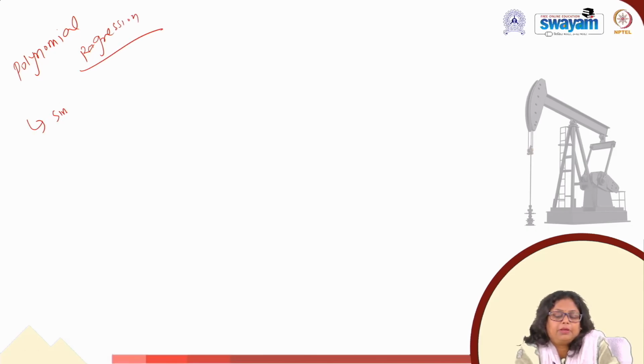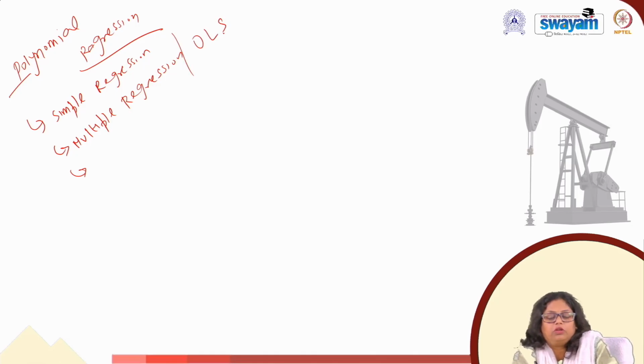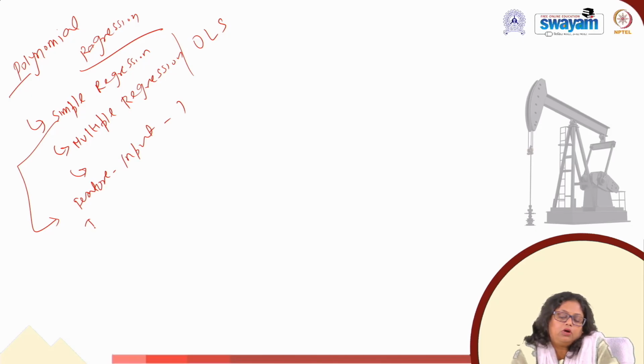So we have seen simple regression. We also saw multiple regression. Now we are talking about polynomial regression, or we also call it OLS, ordinary least squares. So when we talk about simple linear regression, we have one feature or input, and one target as well. So this is the simple linear.